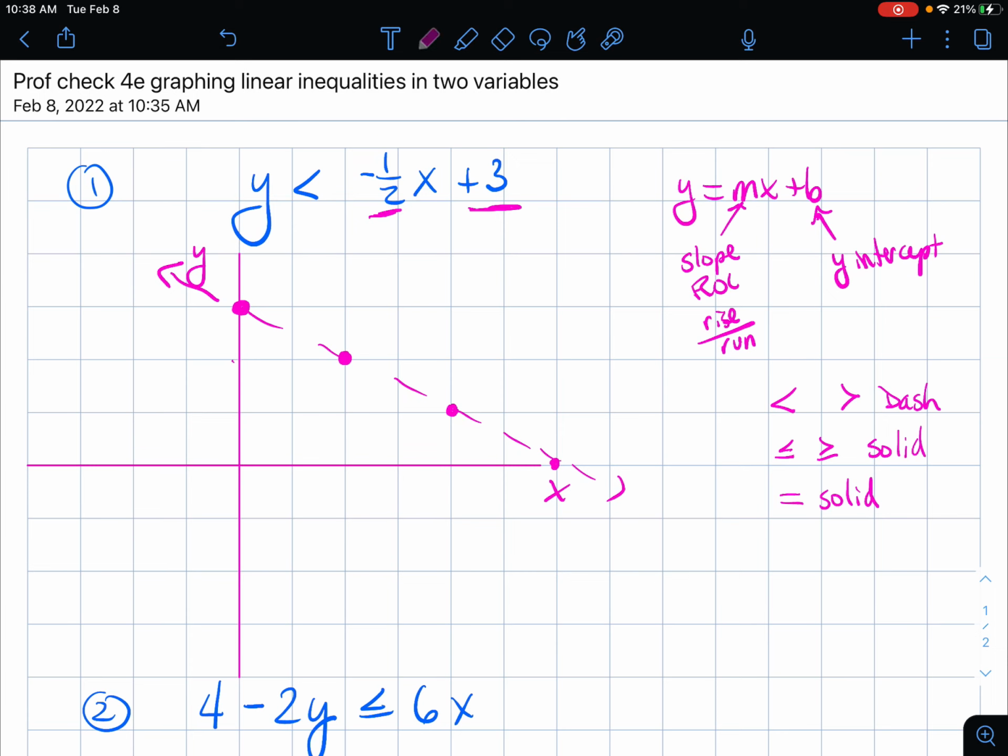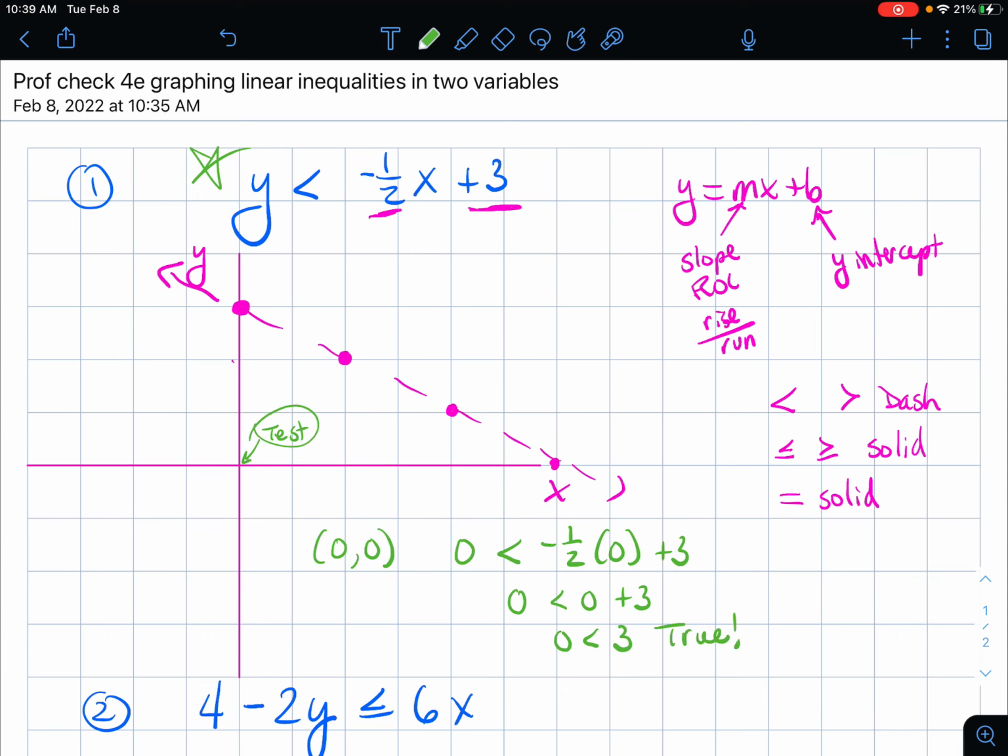And now we're going to pick a test point. I usually like to test 0, 0. You may always use this if the line does not intersect 0, 0. So I'm going to use my original inequality right here, and I'm going to test 0, 0. I put a 0 in for y, I put a 0 in for x, and I get 0 is less than 0 plus 3, 0 is less than 3. That is a true statement.